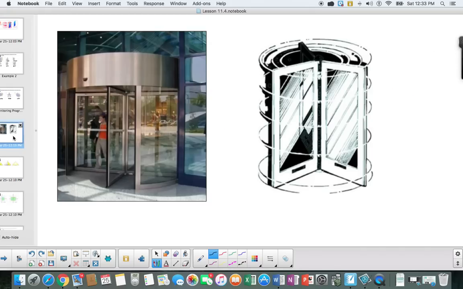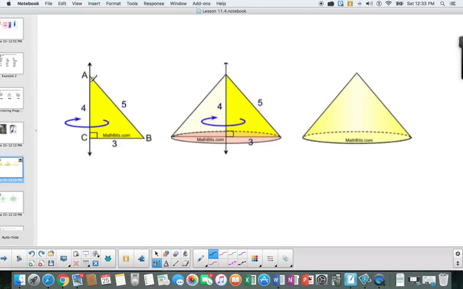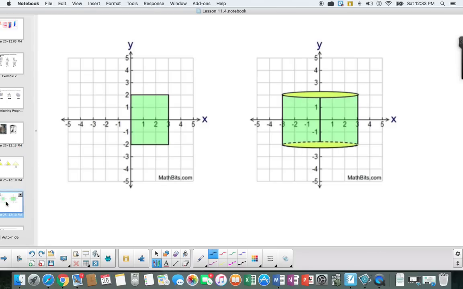Okay, here's another idea. Have you ever gone through these revolving doors? This revolving door, as it goes around and around, faster and faster, suggests a cylinder shape. And that's what we're going to do right now. We are going to take a two-dimensional figure, like a triangle, and we're going to revolve it, going around and around, and it's going to suggest the shape of a cone. Let's take another two-dimensional figure, this rectangle right here, and we're going to revolve it around the y-axis, and that suggests a cylinder.